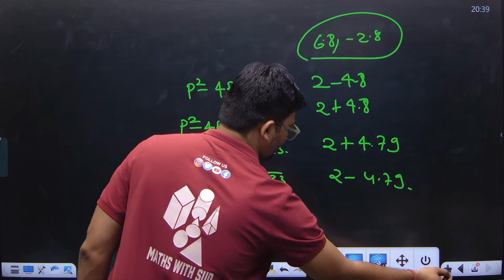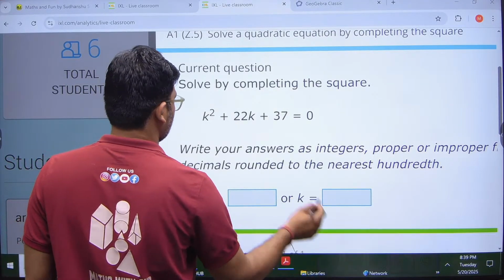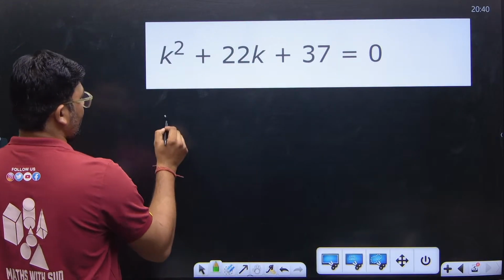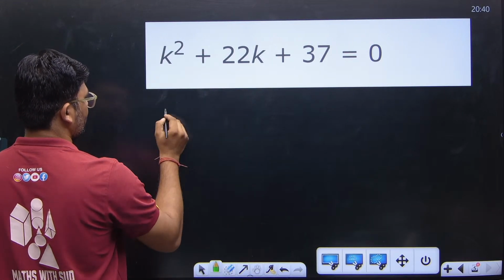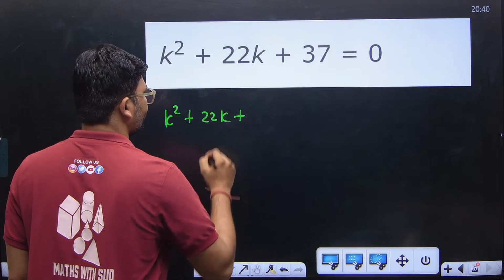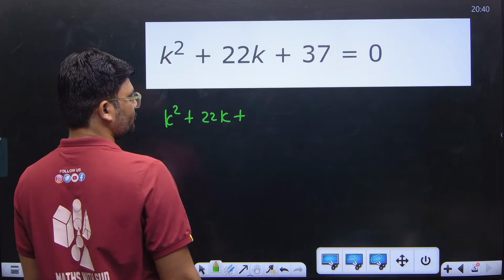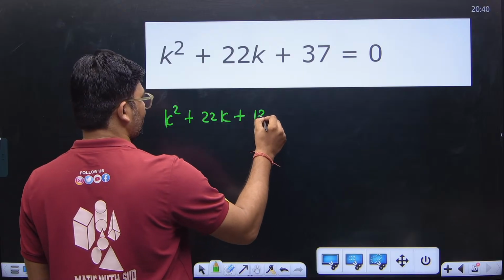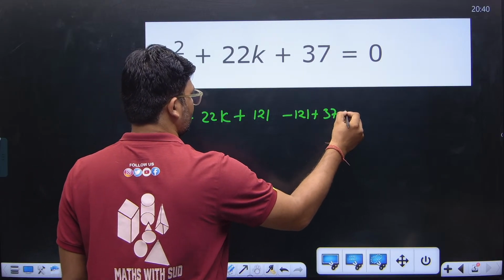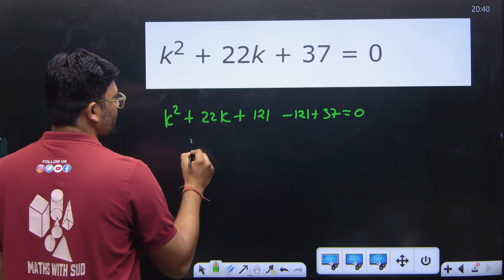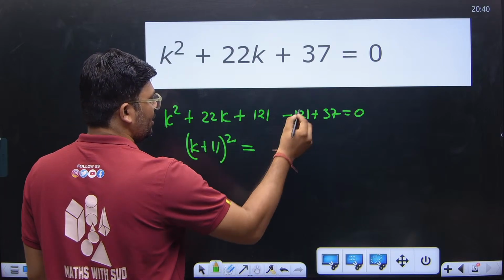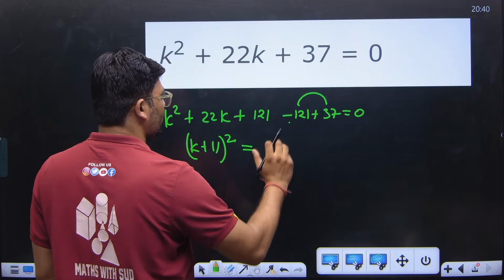So let me mark it on the other page. Yes. So tell me, k square plus 22k. So what should I add? 121. And what should I subtract? 121. Okay. So this will become k plus 11 whole square. And what will go on the other side? What will it become? Tell me.